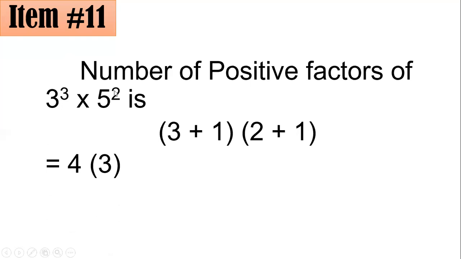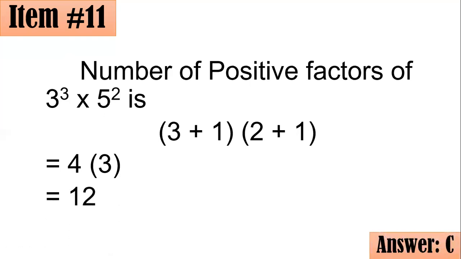After adding 1 to the exponents, all you have to do is multiply them. And 4 times 3 is 12. Hence, we have to expect that this number has 12 positive factors, including 1 and the number itself. But take note that you can only apply this as long as the bases are prime numbers. If they're not prime numbers, then don't use this method yet.